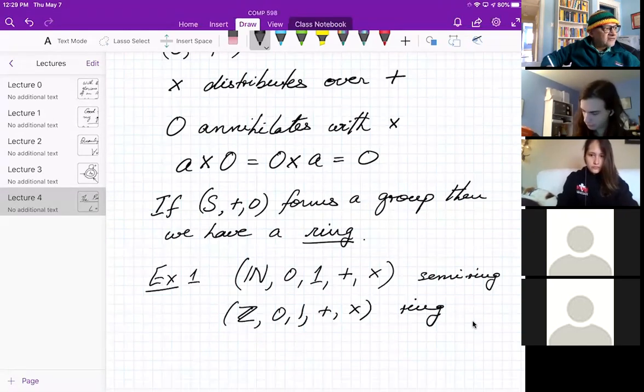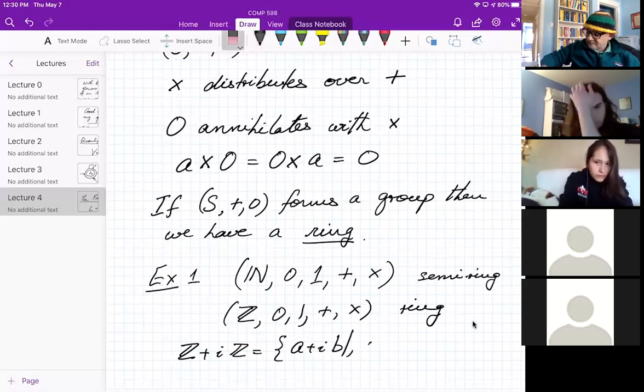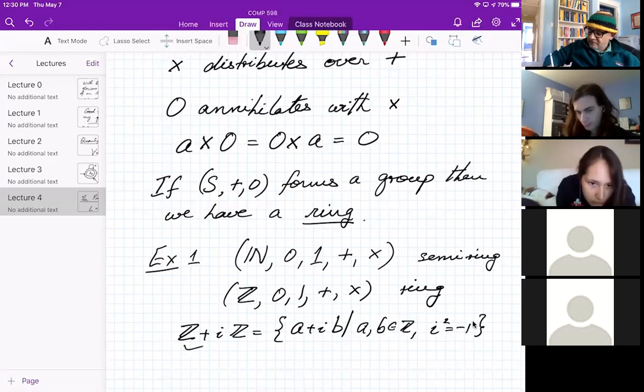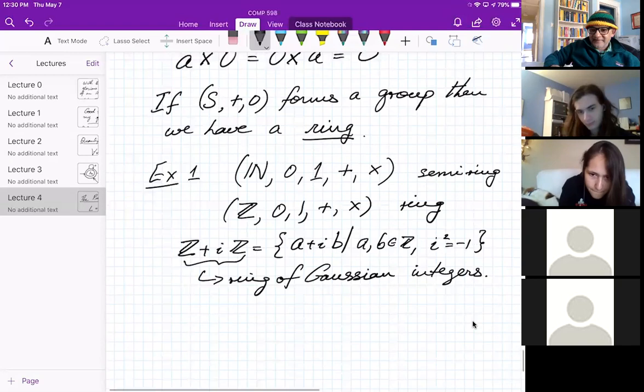There are other cool rings floating around. So for example, if I take this set, which is the set of all numbers of this form, then this is called the ring of Gaussian integers. And it's a lovely little ring, but let's not get distracted by it just now.